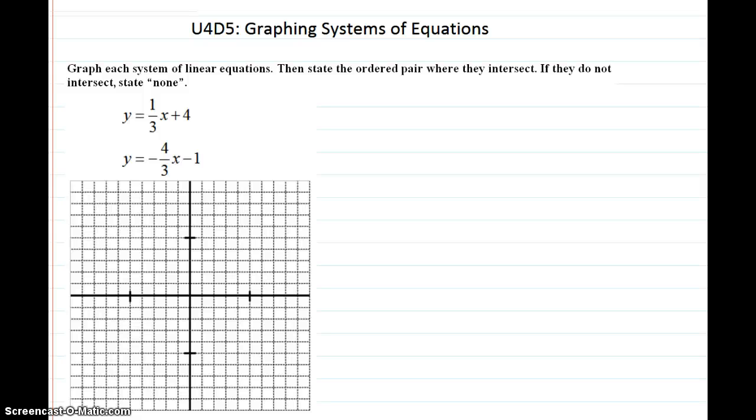Alright, we're going to graph systems of equations. And when you see the words systems of equations, all that means is we're going to be graphing two or more equations together. It says graph each system of linear equations, so we're going to have lines. Then state the ordered pair, so we're going to have an answer of x comma y, where they intersect, or where the lines cross. If they do not cross, state none.